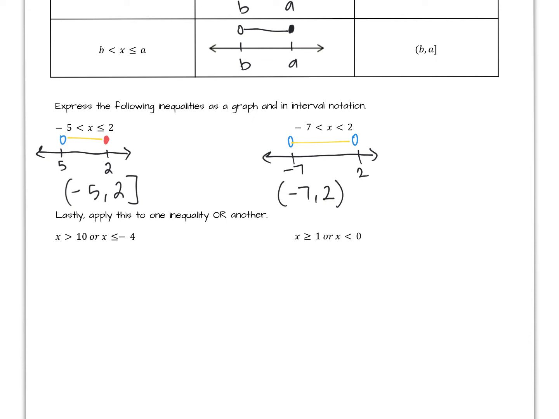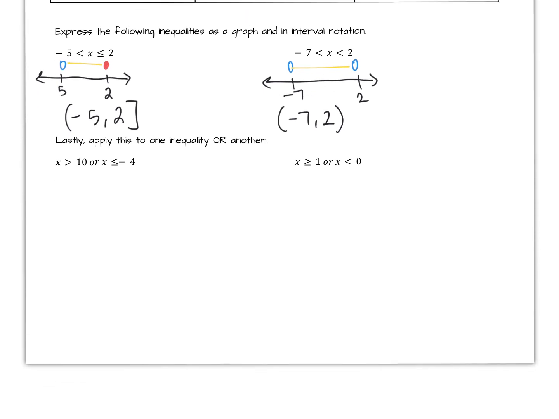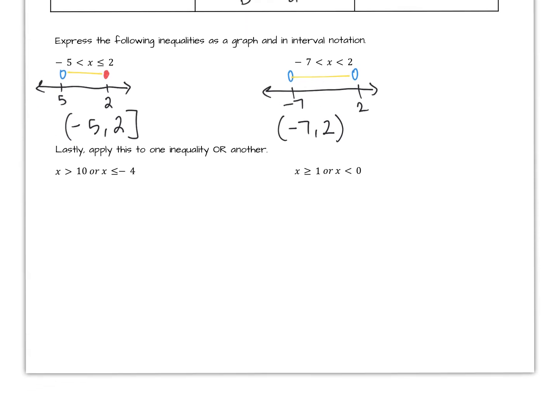So far we've talked about what are called and inequalities. My solution was between two numbers, but there's also something called or, which means it can apply to one inequality or another. It doesn't have to fit both as long as one of them is true. So this looks a little bit different on a number line. So let's look at x is greater than 10 or x is less than or equal to -4.